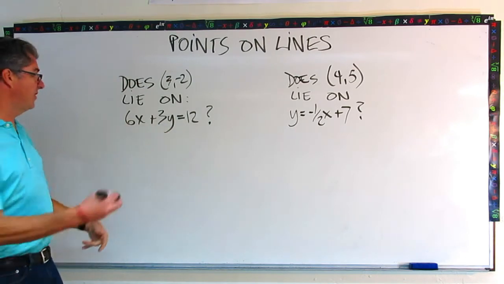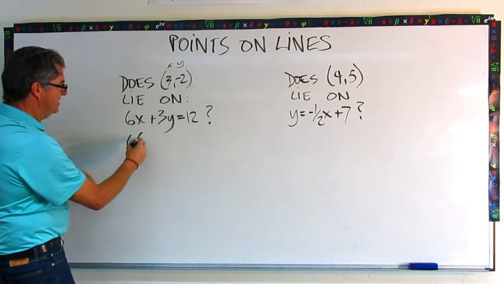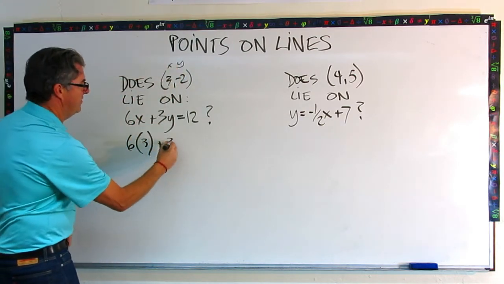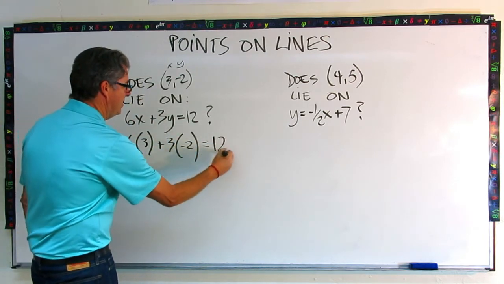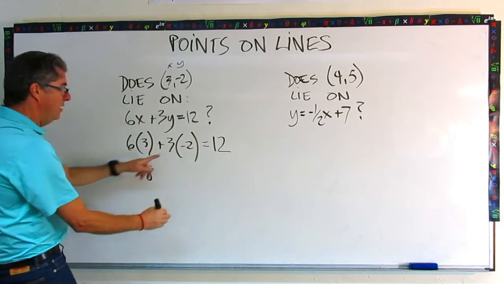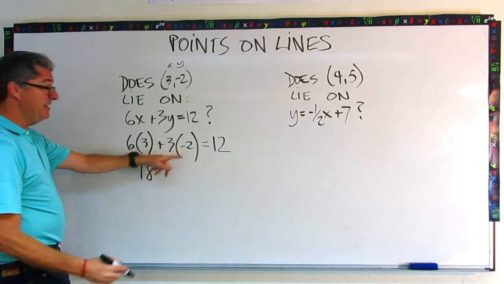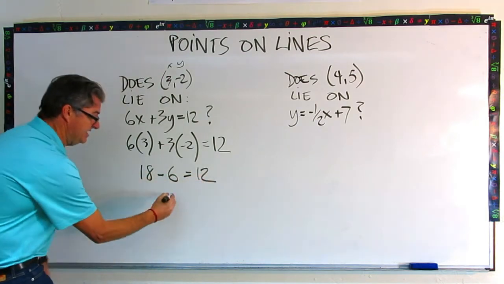Plug-in step comes first. 6, here's my x and here's my y. 6 times 3 plus 3, my y is -2, times -2 equals 12. Let's work it. 6 times 3 is 18. 3 times -2 is -6, so 18 minus 6 equals 12. 18 minus 6 is 12.